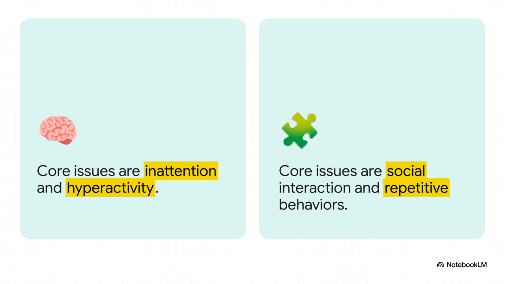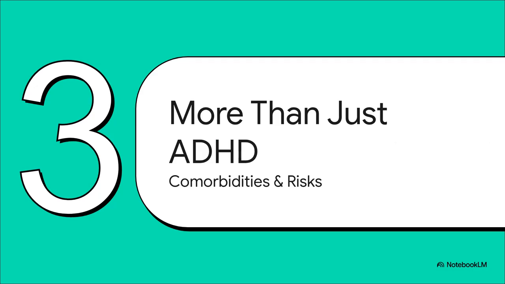It's a similar story when you look at autism spectrum disorder, or ASD. On the surface, some behaviors might look similar, but deep down, the core issues are totally different. ASD is really about challenges with social interaction and having restricted, repetitive behaviors. That's just a world away from the inattention and hyperactivity that are the hallmarks of ADHD. And this is exactly why getting that diagnosis right is so important.